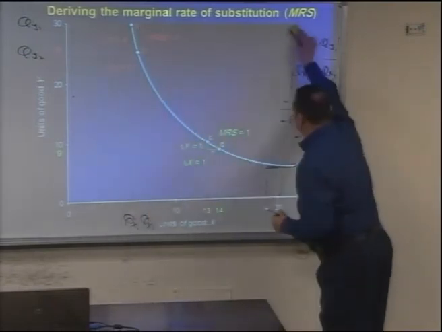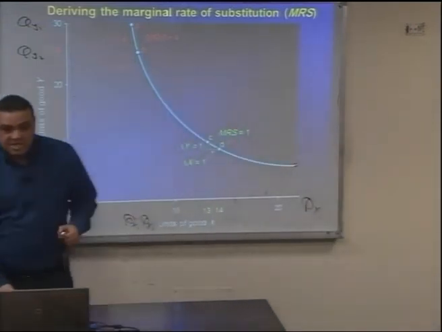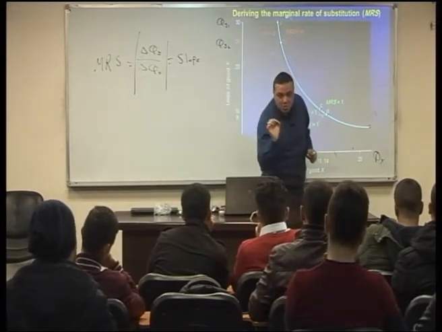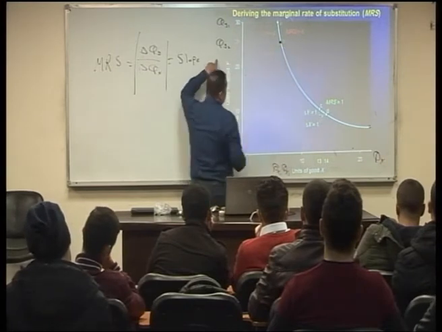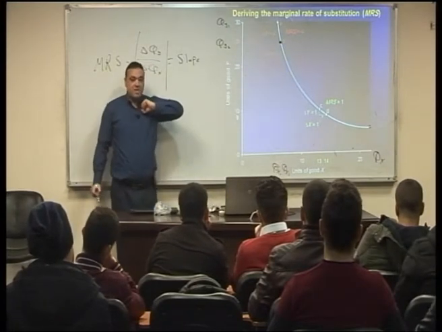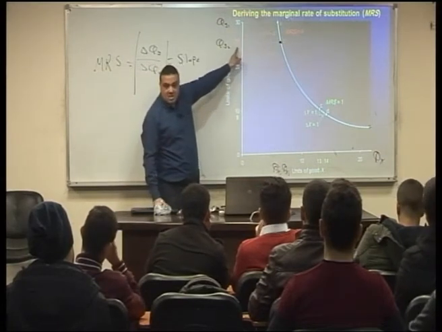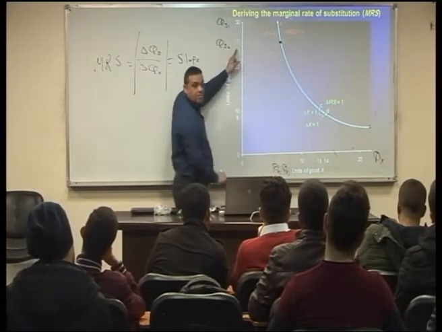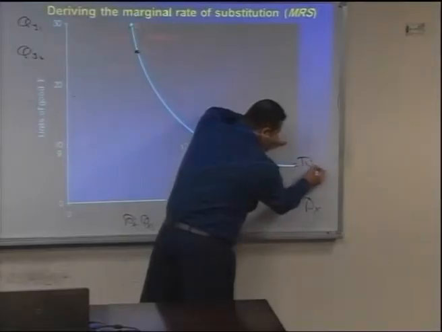As we mentioned before, each point that lies along the indifference curve gives the consumer the same total utility. At point B here, what is the combination that the consumer consumes? How many units of Y? 26 Y, and from X, 7. This bundle gives him 100 utils according to our assumption.